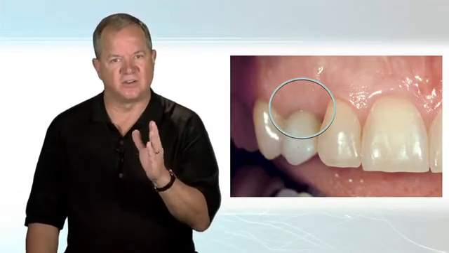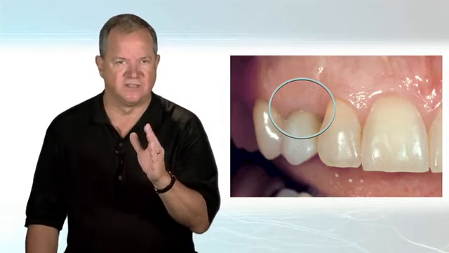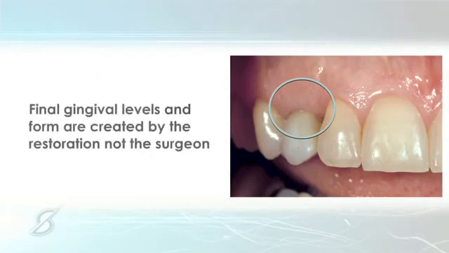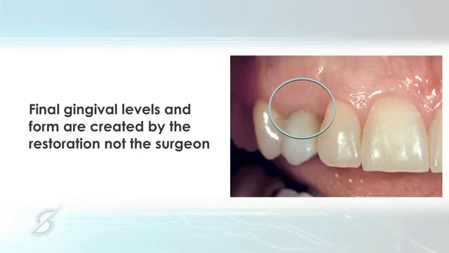It's the contour of the restoration that creates the tissue contour. So a very simple rule in single tooth implant dentistry is the final gingival contours are very much created by the restorative dentist, not by the surgeon. The surgeon gets us the tissue. Our job is then to mold the tissue.